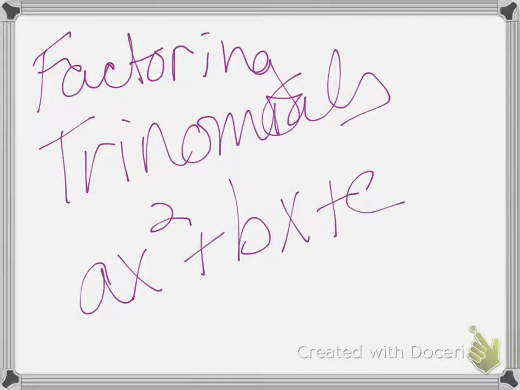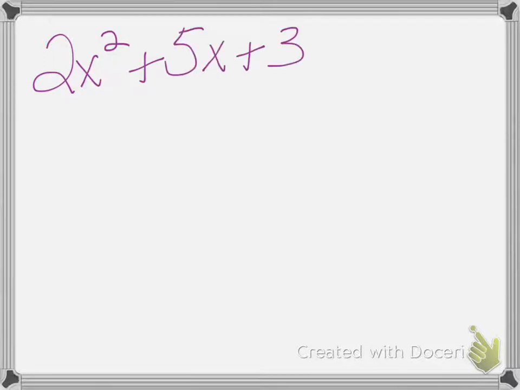Alright, so today we're factoring trinomials. We're going to have an extra a at the front, an extra coefficient on our first term. So let's start with number 1. We have 2x squared plus 5x plus 3.